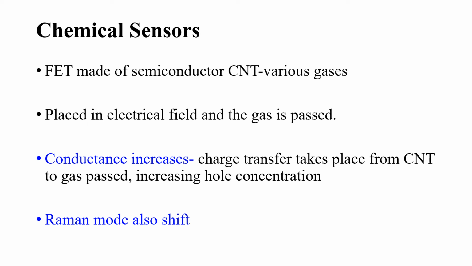Chemical sensors. Carbon nanotubes can be used as sensors. Semiconducting carbon nanotubes sense gases like methane, ammonia, nitrogen, etc. When a gas is passed through a carbon nanotube placed in an electric field, its conductance increases. This is because charge transfer takes place between carbon nanotube and gas passed. Also, on passage of gas through the nanotube, its Raman modes get shifted. By analyzing the shift in Raman mode, we can identify the gas passed through.